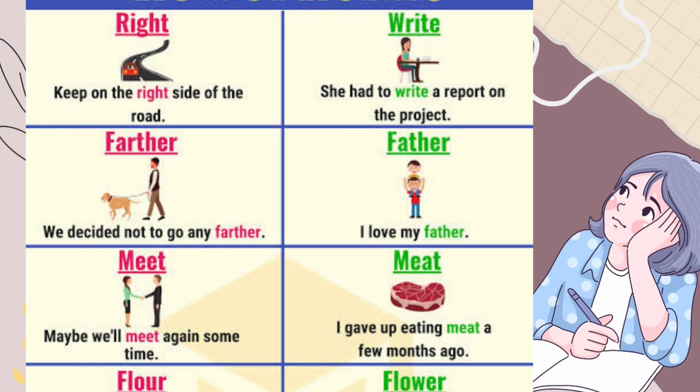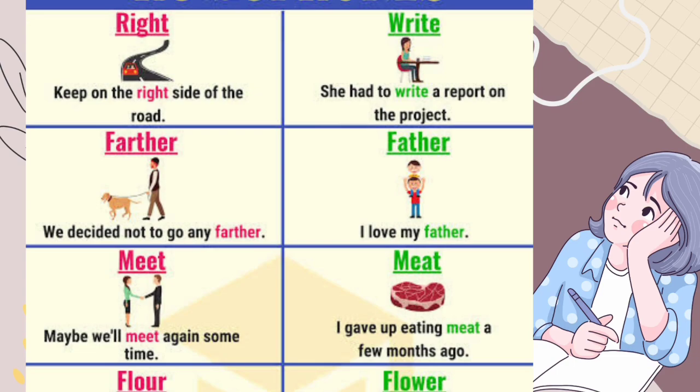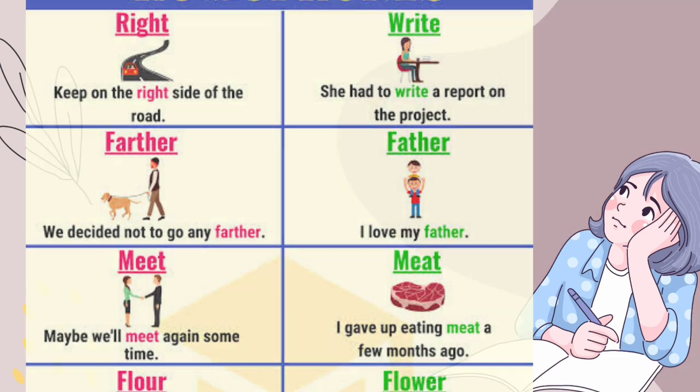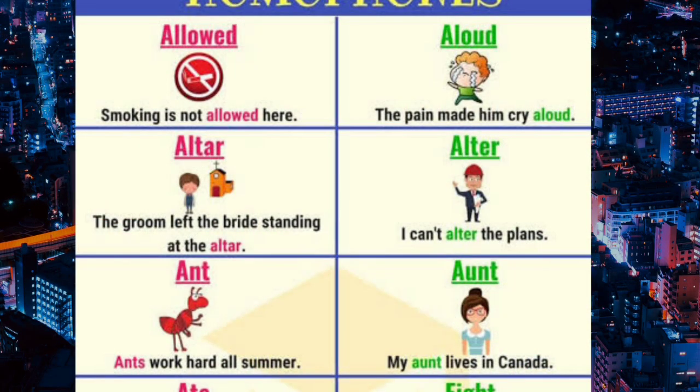Other examples of homophones are right and write. One is spelled R-I-G-H-T and the other is spelled W-R-I-T-E. Keep on the right side of the road. She had to write a report on the project. We also have meet, M-E-E-T and M-E-A-T. Maybe we will meet again sometime. I gave up eating meat a long time ago.